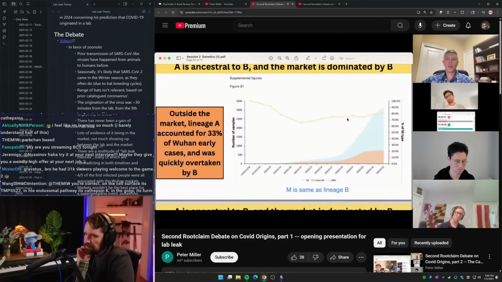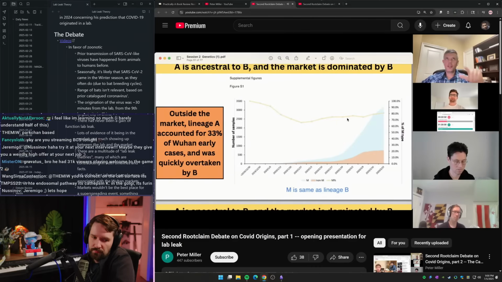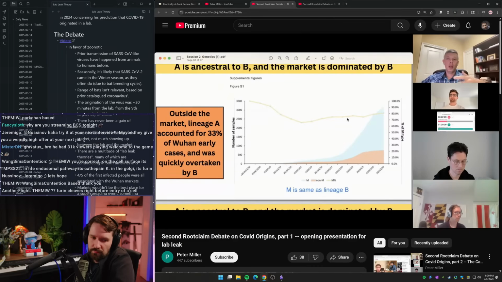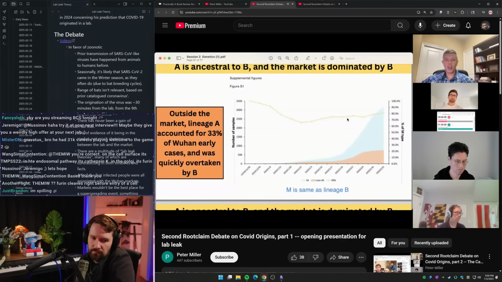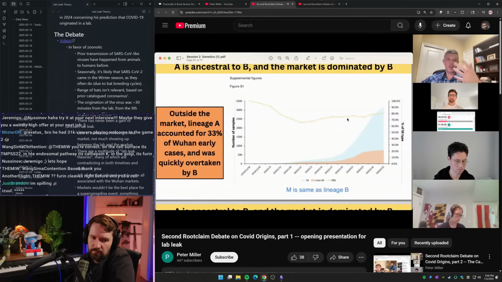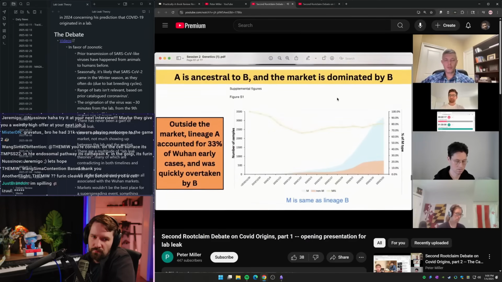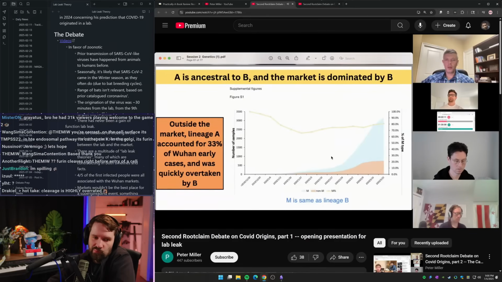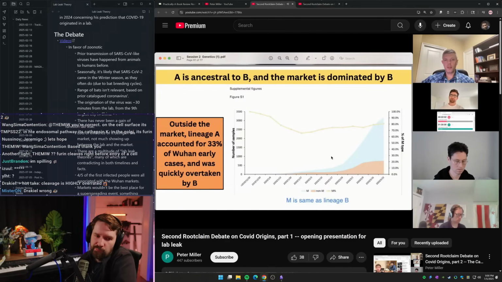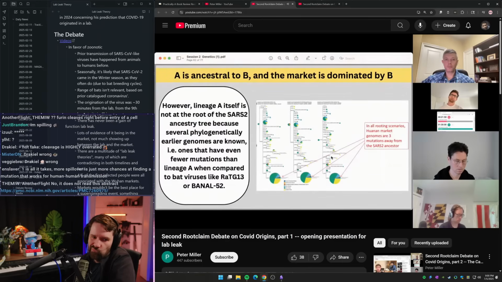I don't know. And the early interplay between lineage A and lineage B in Wuhan is interesting, because even in the early stages, at least a third of cases in Wuhan were lineage A. And yet, we see no lineage A in the market, which is strange. And of course, lineage B had a transmissibility advantage and ultimately outcompeted lineage A into extinction. In this diagram, M is the same as lineage B. It's just an old diagram. And all of this is not consistent with zoonosis, but I think it fits very well into a lab leak scenario.